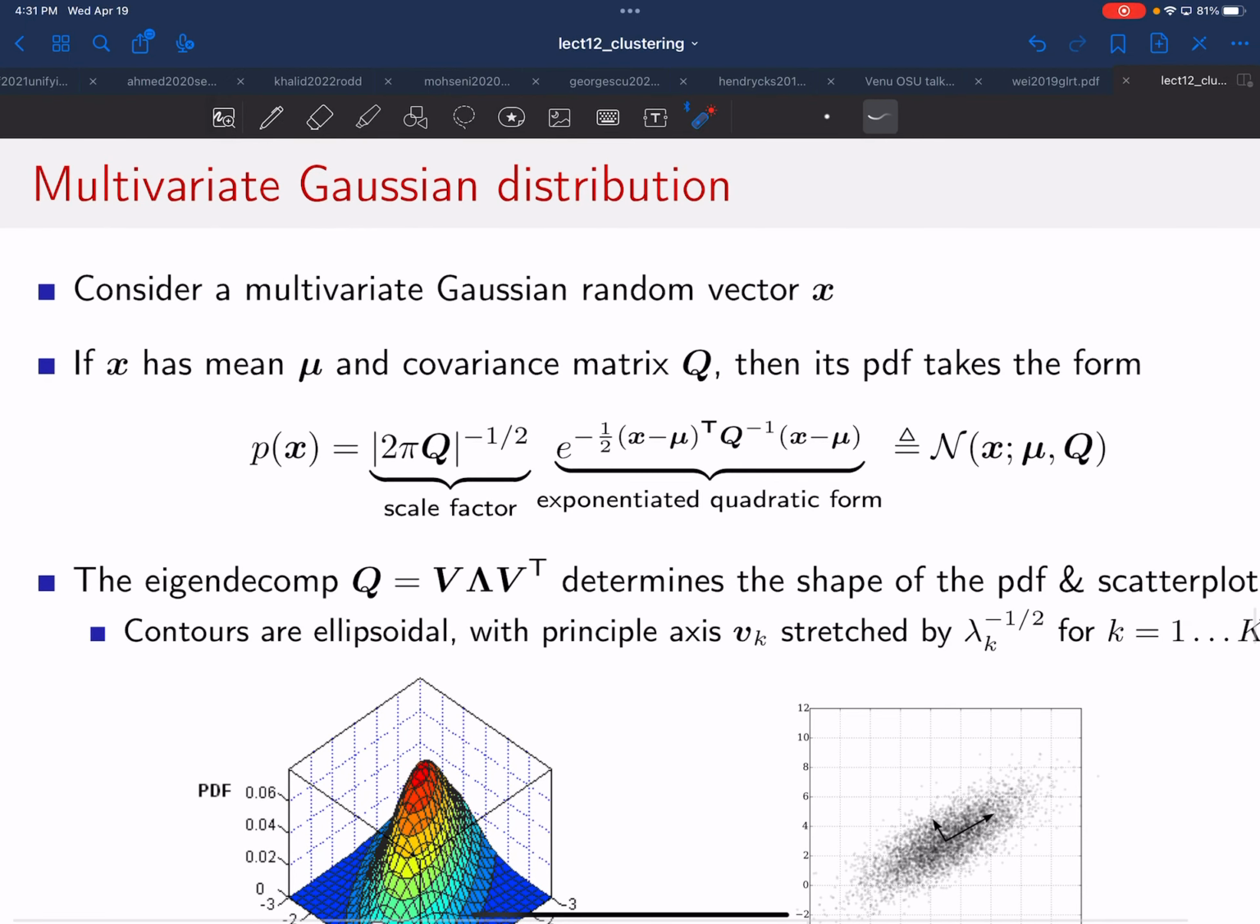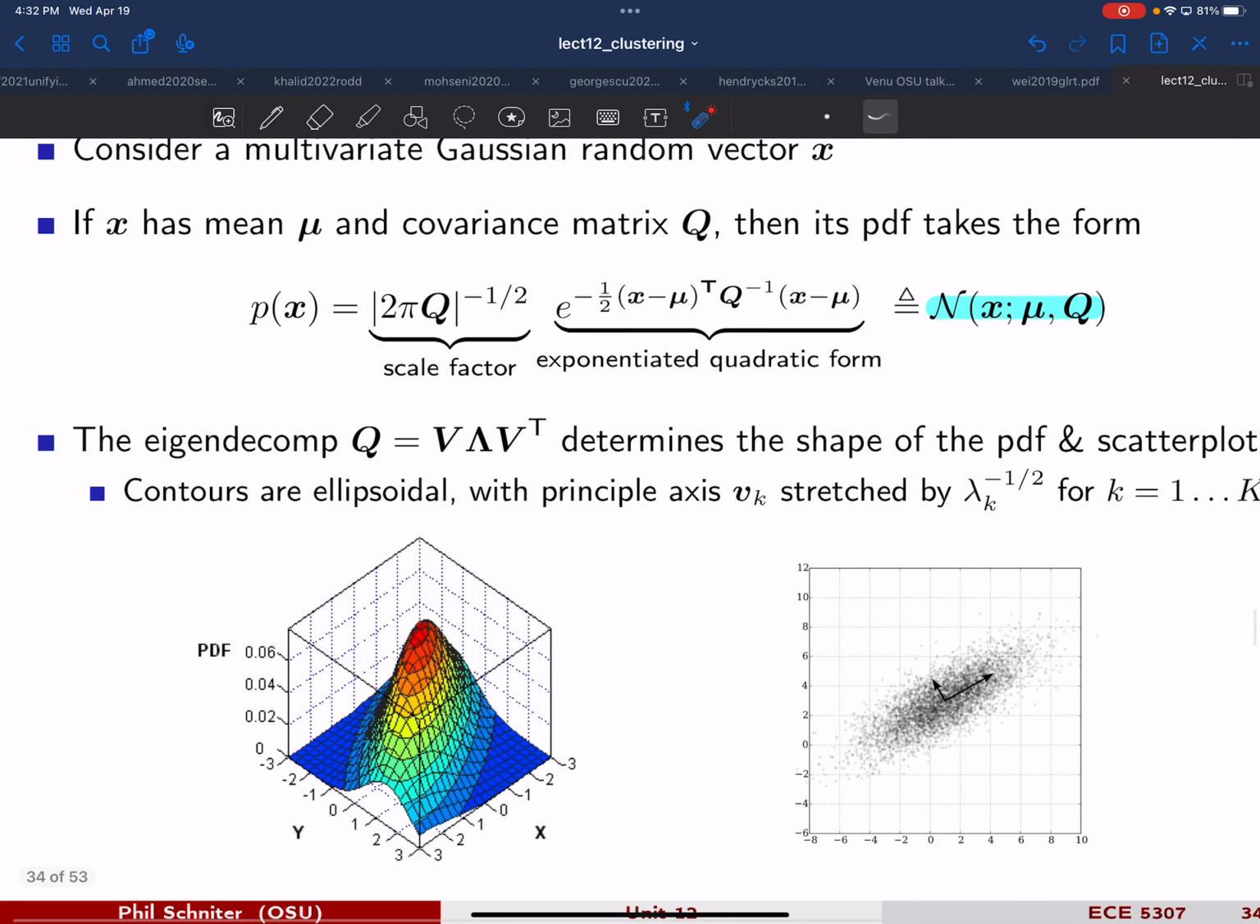Okay, and we're going to abbreviate this by script N, which means Gaussian. X is the variable of the Gaussian, mu is the mean, and Q is the covariance matrix. The interesting thing about these Gaussians is that the level sets of equal probability are ellipses. They're ellipsoidal.